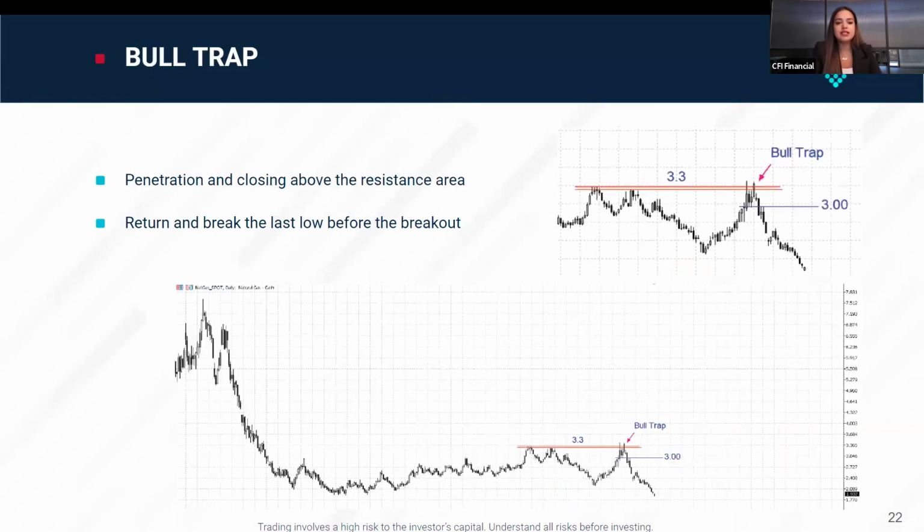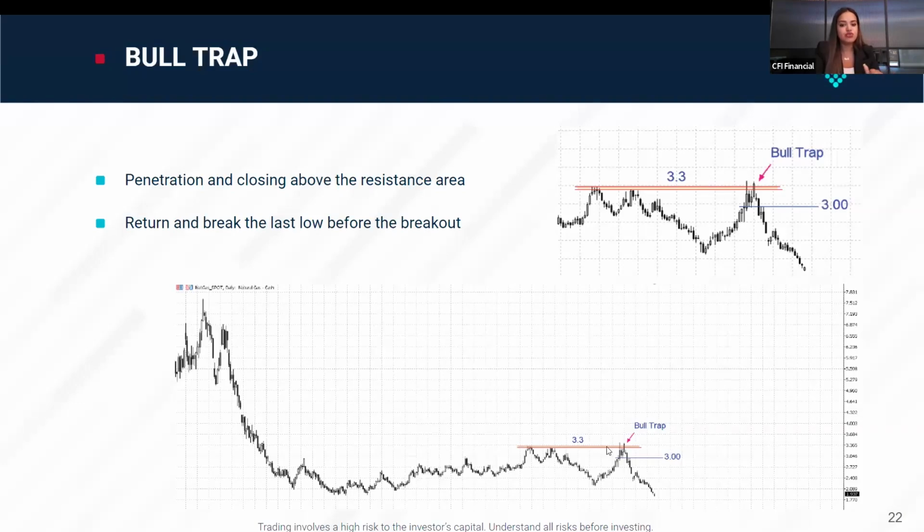The bull trap is completely the opposite. Here we have a resistance level at 3.3. The price exceeded the resistance level, and then the price returned, and as you can see, it broke the last low before the breakout. So this is considered a bull trap, and it is recommended to close your buying position and to start looking for selling positions.